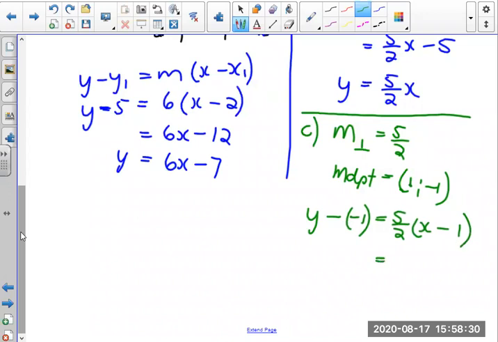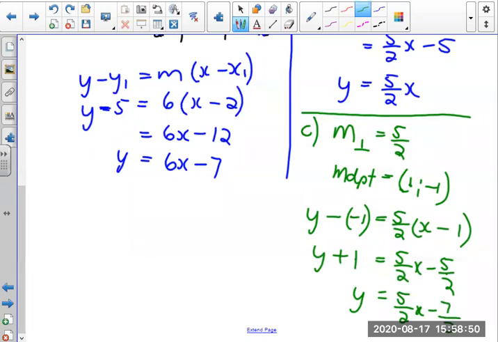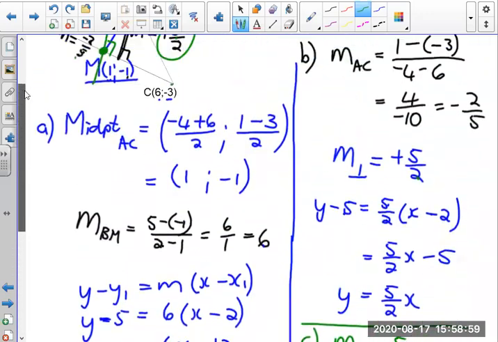I simplify, I get 5 over 2x. 5 over 2 times minus 1 is minus 5 over 2. Here I have y plus 1. If I take this one to the other side, I get 5 over 2x minus 5 over 2 minus another one is minus 7 over 2. And that's the equation of the perpendicular bisector.